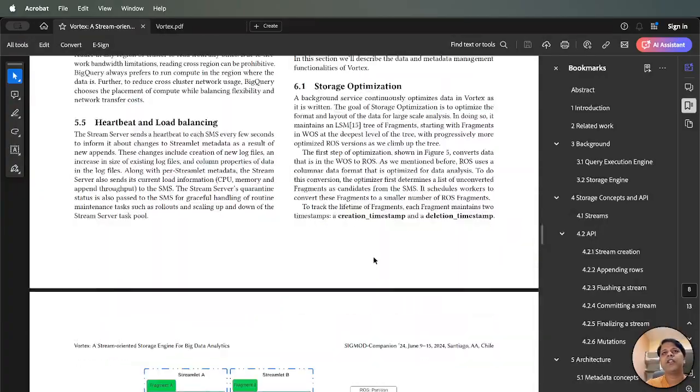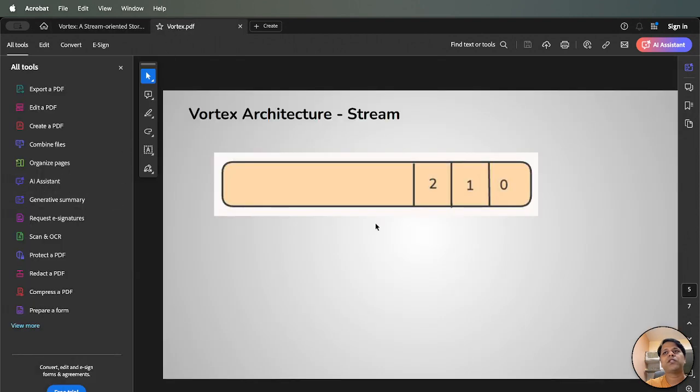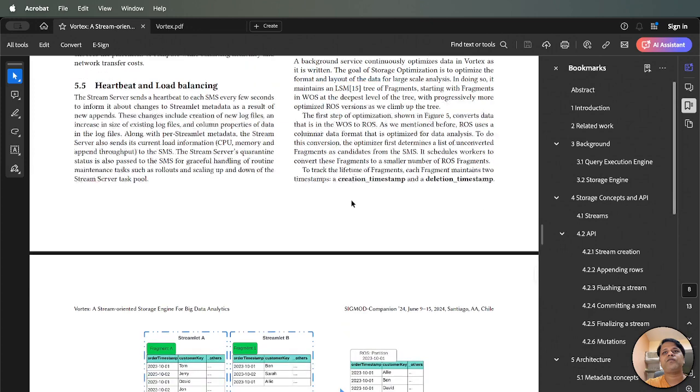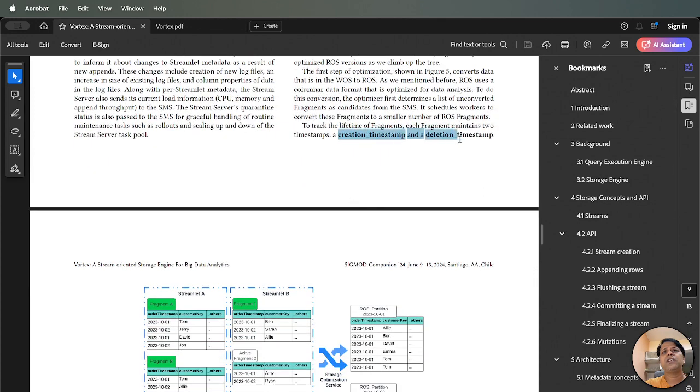Now coming to the storage optimization. If we see the write optimized to read optimized path, there is one service running which takes the data and puts it here, for longer durable storage that is optimized for reading, not writing. It again uses this timestamp.